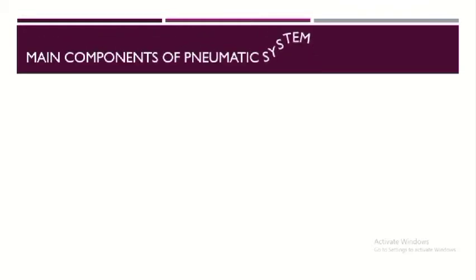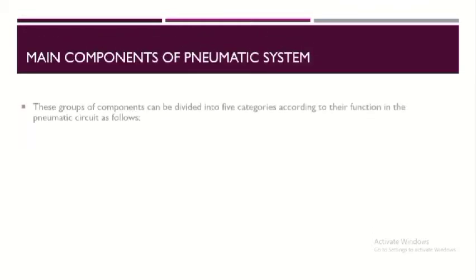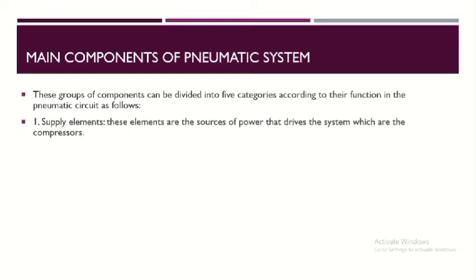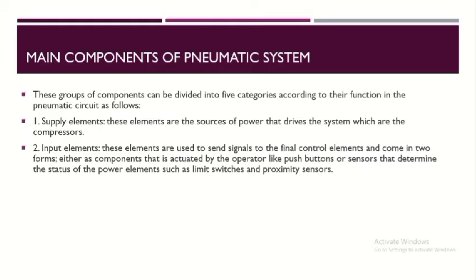Now, let's have a look at the main components of a pneumatic system. This group of components can be divided into five categories according to their function in the pneumatic circuit. First, the supply elements. These elements are the sources of power that drive the system, which are compressors. Second, the input elements. These elements are used to send signals to the final control elements and come in two forms: either a component that is actuated by the operator, like push buttons, or a sensor that determines the status of the power elements, such as limit switches and proximity sensors.